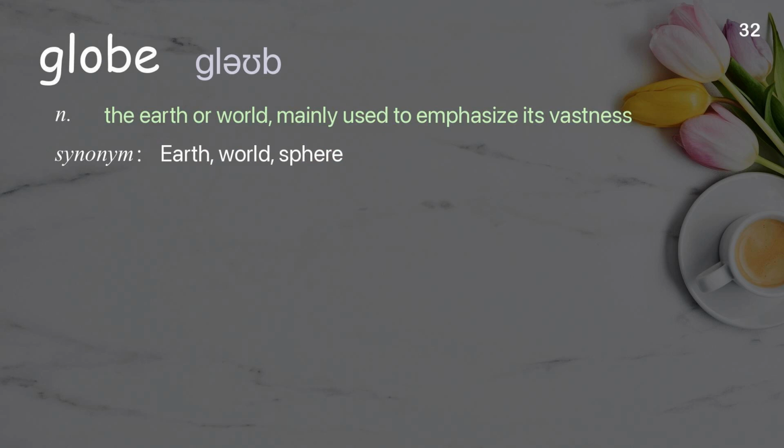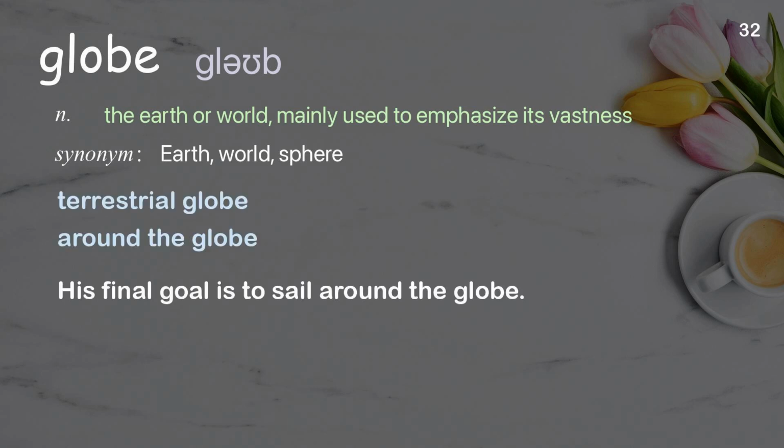Globe. The earth or world, mainly used to emphasize its vastness. Examples. Terrestrial globe. Around the globe. His final goal is to sail around the globe.